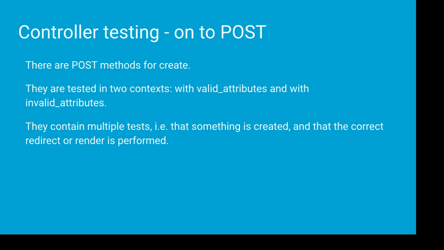Now let's move on to post, which is a little bit more interesting. So everybody knows what post methods do? Adds to the database. That's right. So we create things in the database with the post method. And if you look at the test, you'll see that we test post in 2 contexts, with valid attributes and with invalid attributes. And within each of those contexts, we'll have multiple tests.